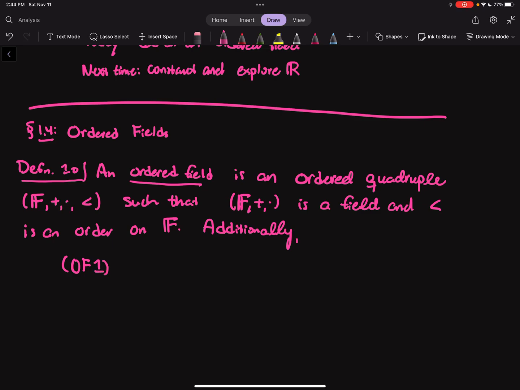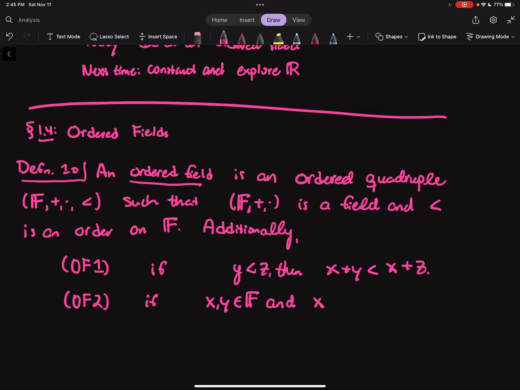OF1: if y is smaller than z, then x plus y is less than x plus z. Actually, x doesn't need to be positive. I don't know why I wrote that. That was really stupid of me. And the second one is: if x and y belong to F, and x and y are both positive, then so is their product. Okay, so that should be making sense.